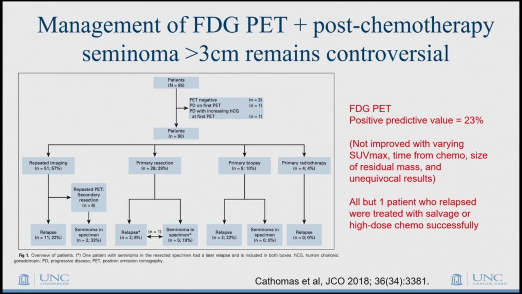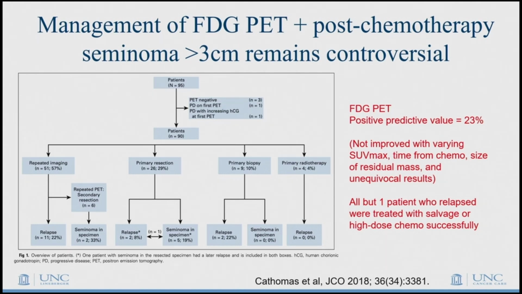Two of them, so you can see 21 of them had no seminoma in the specimen. And then of those that had repeat imaging, only 11 ended up relapsing, so 22% of that. And so it's not clear that actually doing a primary resection in the setting of a positive PET scan actually prevents relapse.